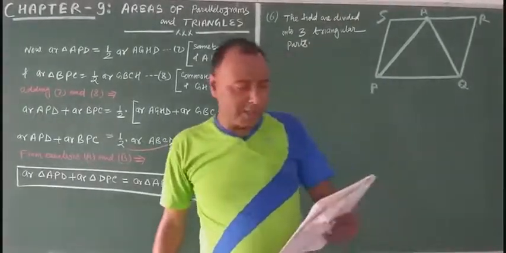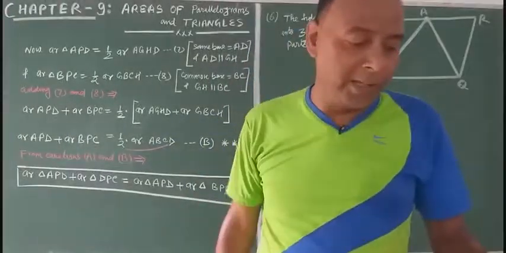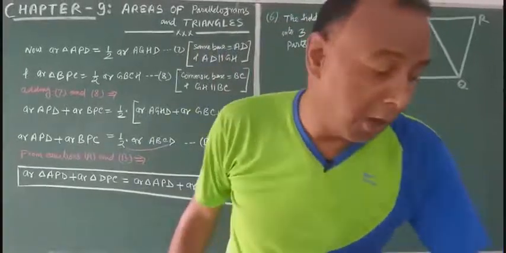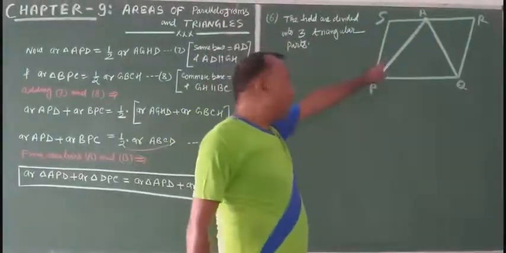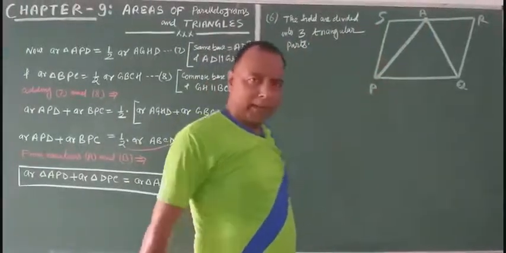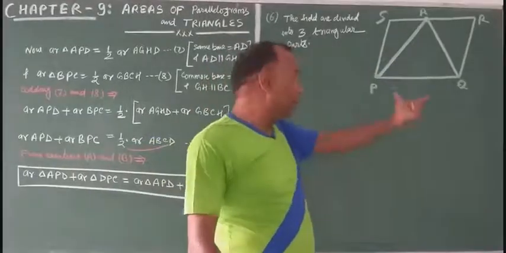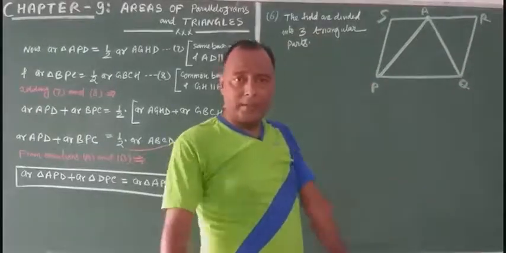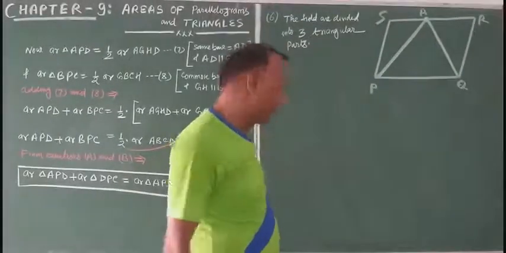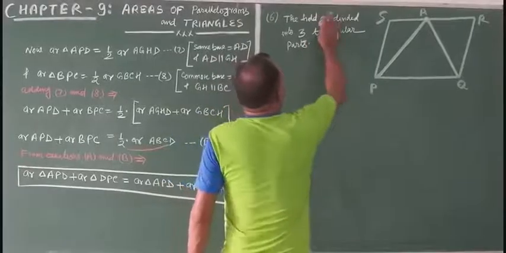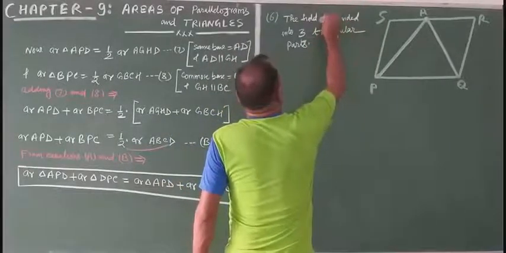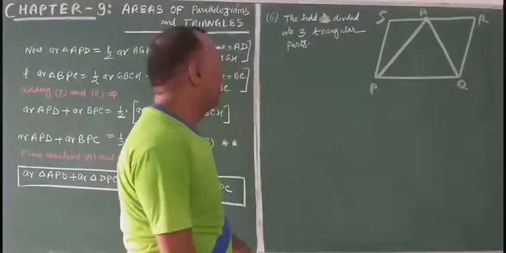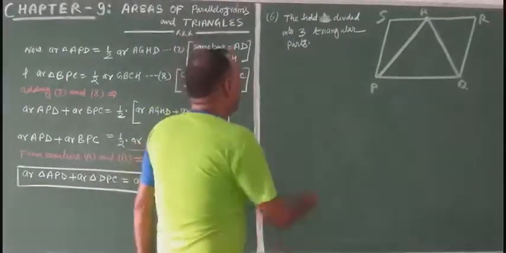Now the question is: in how many parts is the field divided, and what are the shapes of these parts? Now just look here. In how many parts is the field divided now? These 3 parts, and the shapes are triangular. The field is divided into 3 triangular parts. Which are those 3 triangular parts?